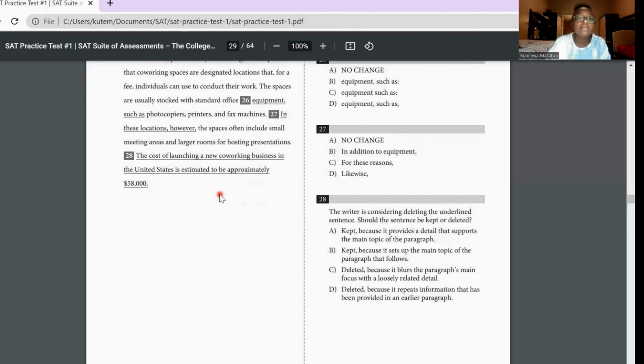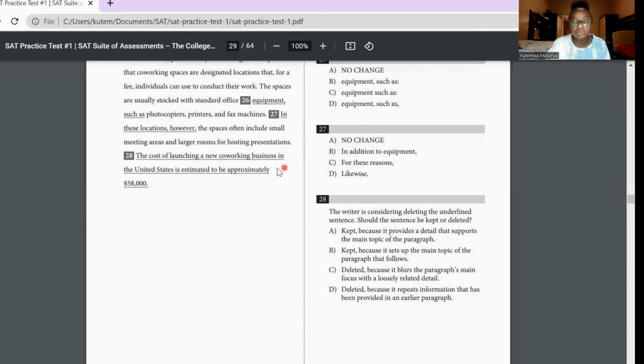Totally disconnected. I mean, it may sound right. Maybe it's talking about the right thing. We haven't even read the passage. But this is talking about spaces, right? Small meeting areas, larger rooms for hosting presentations. But this just goes somewhere else and talks about the cost of launching a business. So even though maybe they might be talking about businesses, which I think is a very good question, because it reinforces the idea of you knowing the difference between a topic and an idea, right? So even though the topic is the same, the idea is not the same at all. So this should be deleted.